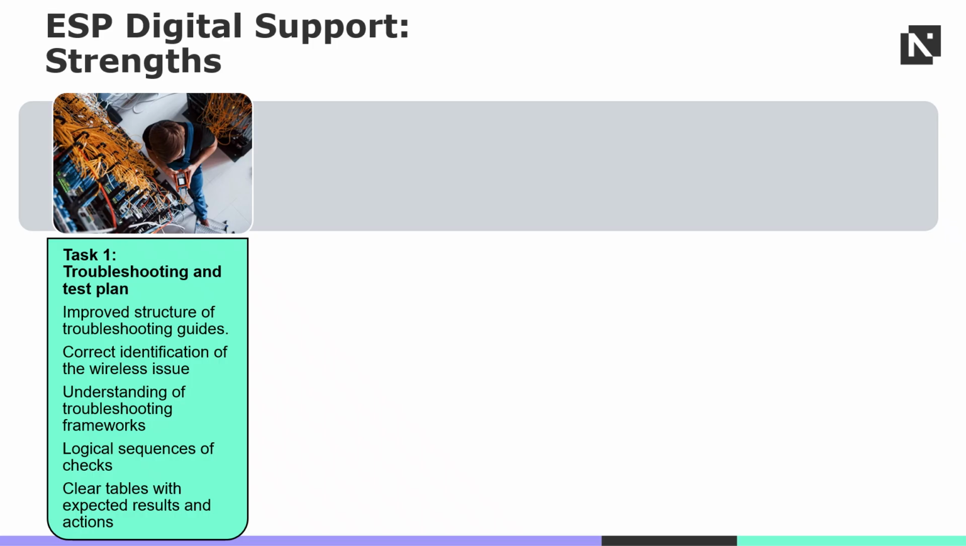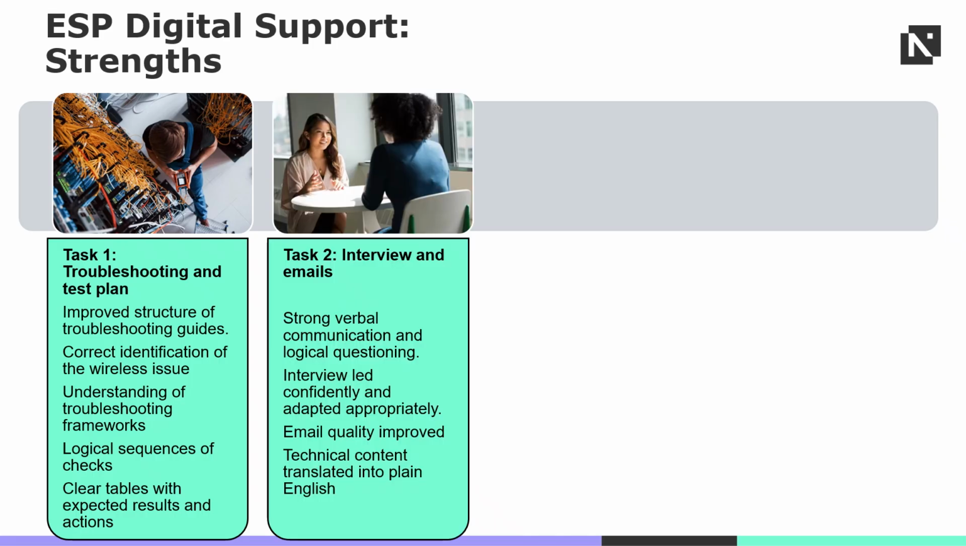Several responses included logical sequences of checks, for example, verifying Wi-Fi adapter, checking DHCP status, testing connectivity, and ensuring drivers were up to date. There were clear tables with expected results and actions, and these achieved full marks in stronger responses. Then for task 2, the interview and emails, students continued to show strong verbal communication and logical questioning. Many led the interview confidently and adapted based on responses. The email quality improved. The technical email contained relevant terminology and detailed problem-solving language, and students demonstrated improved ability to translate technical content into plain English for non-technical audiences.